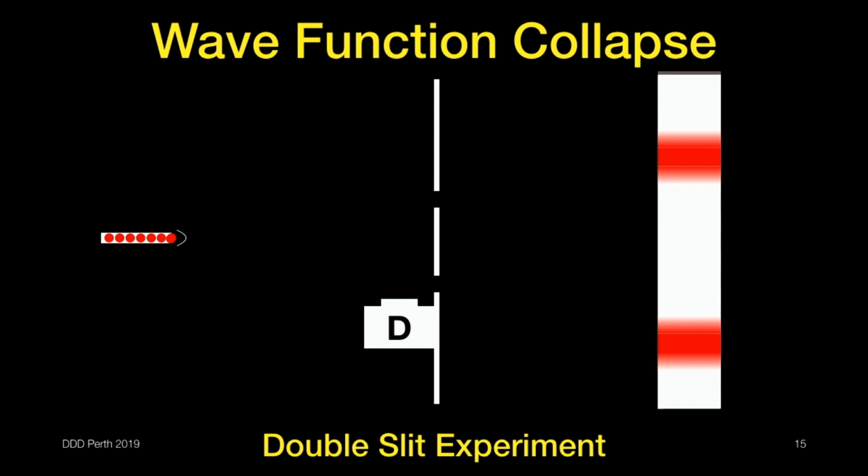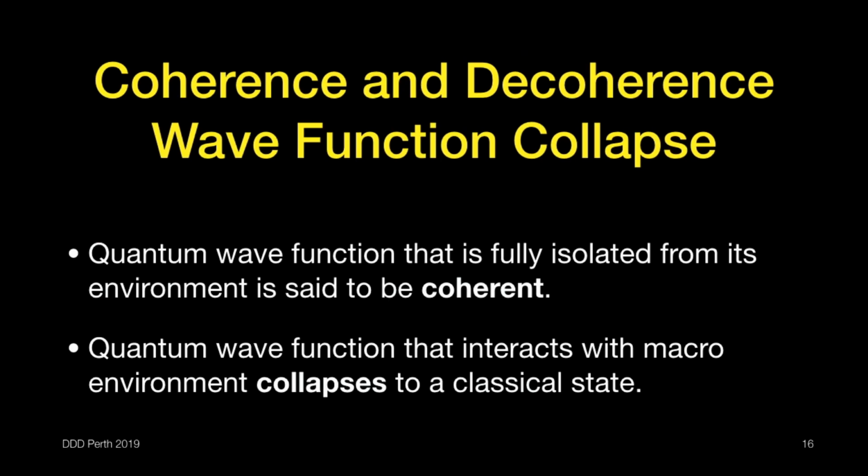When you take the detector away, it behaves like a wave. Strange things. This is quantum physics. So the point here is, in quantum physics, we have a concept of coherence and decoherence. Coherence happens when the electron's on its own and not interacting with the environment, so it's doing all the wavy type stuff. Decoherence is when it interacts with the environment and the wave function collapses and it now works like a particle. That's wave function collapse.